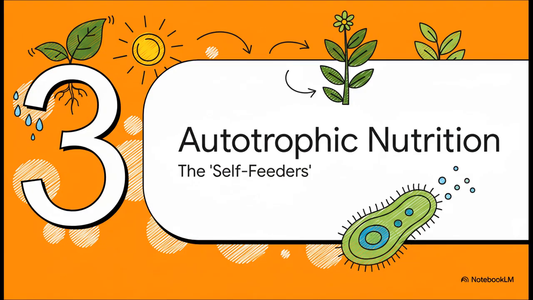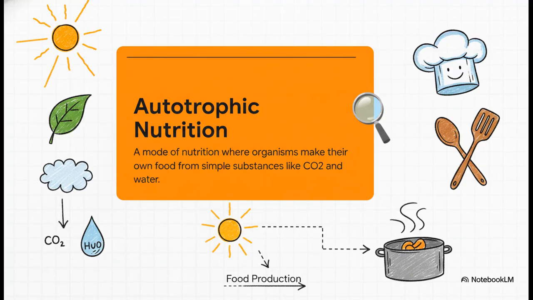There are two main strategies. We will start with the first one, which is called autotrophic nutrition. Let's break down this word. Auto means self, and troph means nutrition. So autotrophs are basically self-feeders. These are the organisms that can make their own food. They don't need to eat anything else. They just use simple things from their environment, like carbon dioxide and water, to prepare their own food.